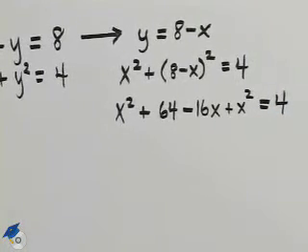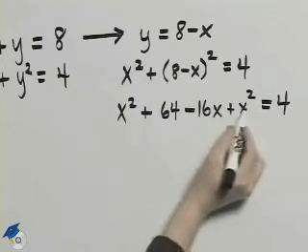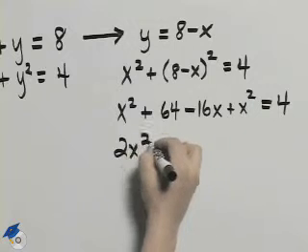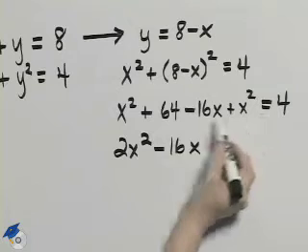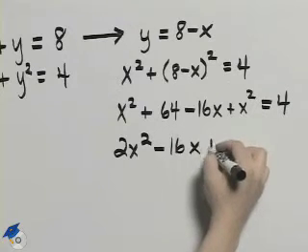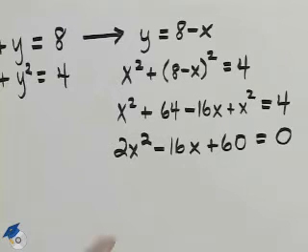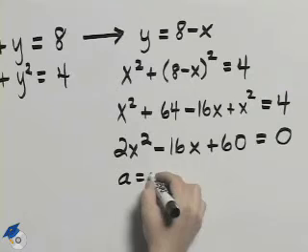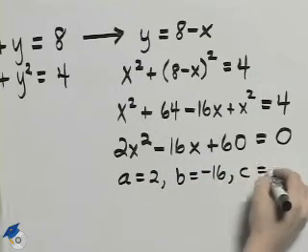We can now simplify this more. We have x squared and x squared, which is 2x squared, minus 16x, and I'm going to subtract the 4 to this side so that we have plus 60 equal to 0. And I did that because I notice I have a squared term. We will now use the quadratic formula to try to determine what x is in this case. We know that a is 2, b is negative 16, and c is 60.